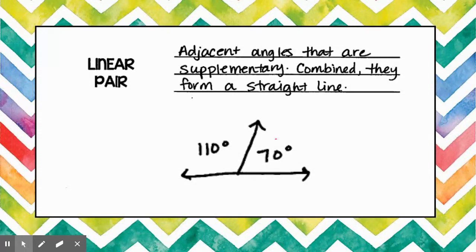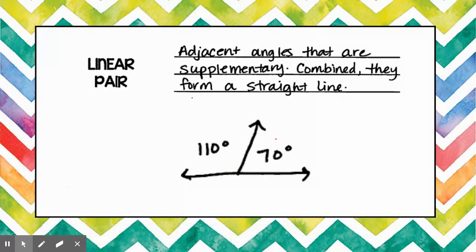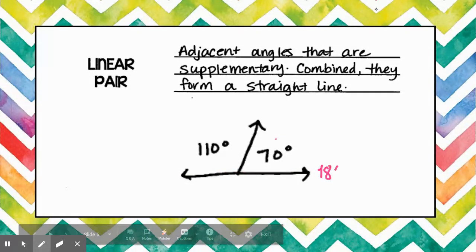Okay, the next one, linear pair. We have adjacent angles that are supplementary. Combined, they form a straight angle. So we have a straight line and we have a ray in the middle, but it's not exactly in the middle. It's just between these two rays. This is one ray that was accidentally cut right here, but it's not a bisector. It's just a line that is touching the straight line. But remember that I told you, whenever you see a straight line, the measurement will be 180. So this is a perfect example.